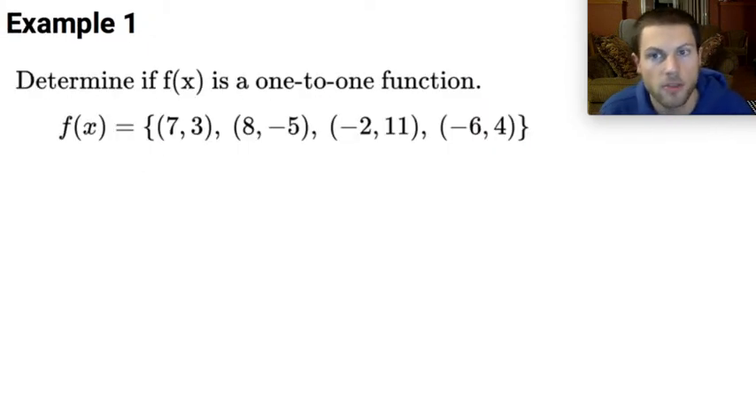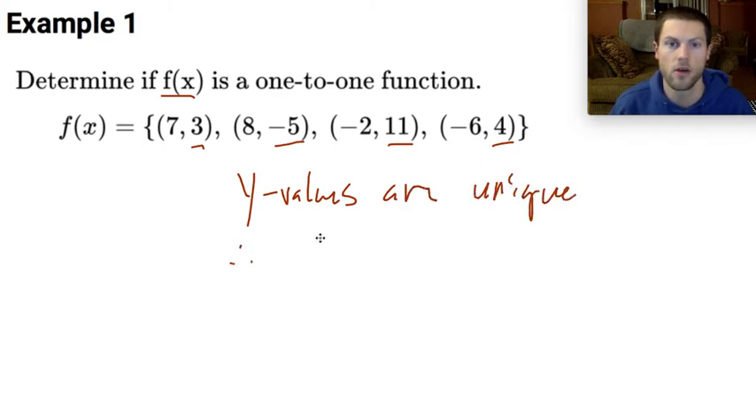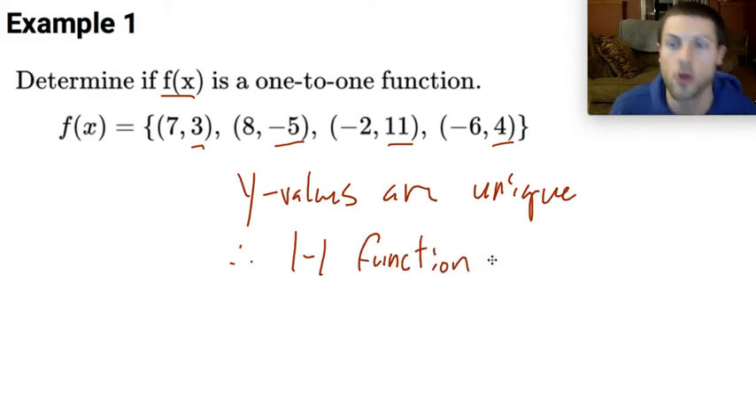Let's talk about some points. I have an example here. I want to determine if this function f of x is one-to-one. At the end of the day, I'm just making sure that there are no repeated x values and no repeated y values. This already is a function, so I don't need to look at the x values, but now I just need to look at all the y values. So I've got a 3, a -5, an 11, and a 4. All those y values are unique. Therefore, I have a one-to-one function. Easy as that: making sure that there are no repeated y values or repeated x values.